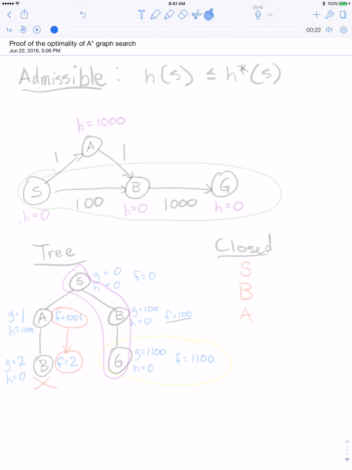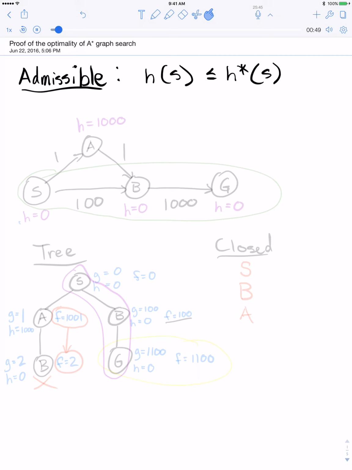Let's recap that definition. An admissible heuristic, H, is one where for all states, the heuristic value is less than or equal to the true cost to the goal. Remember that a heuristic is an estimate of that true cost. Admissible means it has to be an underestimate. Now, it is not good enough for A-star graph search to be optimal.